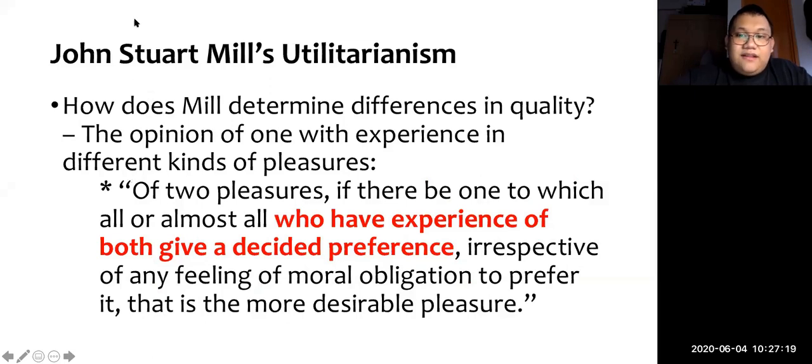How does Mill determine differences in quality? The opinion of one with experience in different kinds of pleasure. Of two pleasures, if there be one to which all or almost all who have experience of both give a decided preference, irrespective of any feeling of moral obligation to prefer it, that is the more desirable pleasure. So sabi ni Mill, how do we know whether a pleasure has quality? Okay, sabi ni Mill, kailangan mong hingin ng opinion ng may experience na dun sa gusto mong malaman kung pleasurable or hindi.